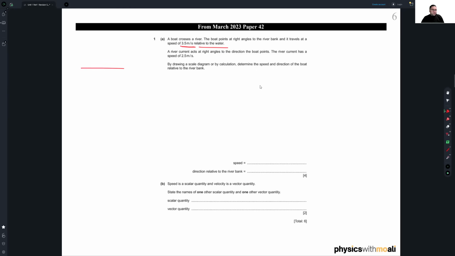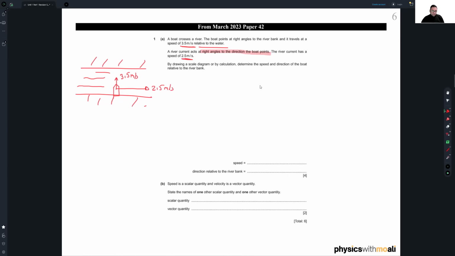Meaning what? If this is the river, these are the banks, and you're looking from the top, your boat is trying to go up this way, right? And it's moving at a speed of 3.5 meters per second. A river current acts at right angles to the direction that the boat travels. I don't care if it's to the right or to the left, it doesn't matter. But this means that the water is pushing the boat to the right, for example, at 2.5 meters per second. The river has a current speed of 2.5.